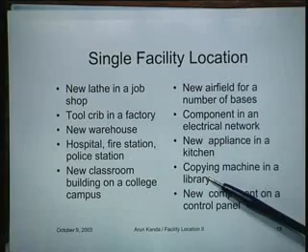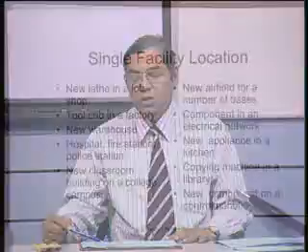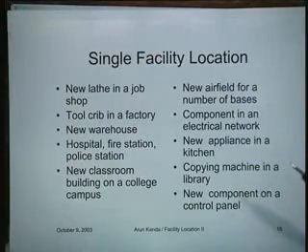Assuming that in a library there are different readers from different locations, you might have statistical data that on the average 20% of the users come from the first floor and 30% from this floor, and so on. So you can determine where the optimum location for the copying machine should be. Or if there is a new component on a control panel, you have a big switch gear, Larsen and Toubro switch gear, huge one, and you are trying to find out where a new component should be installed. That's also a single facility location problem.